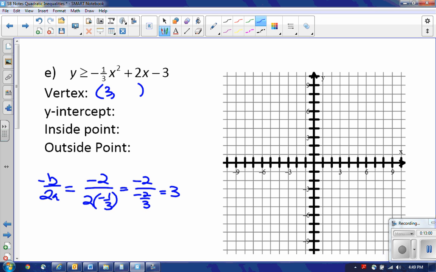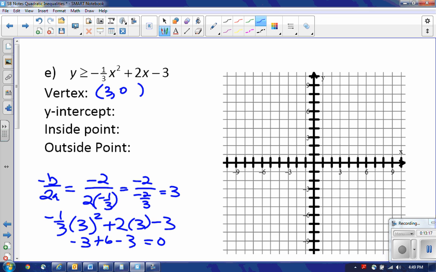To figure out the y value that goes with it, plug your 3 in. So we're doing -1/3 times 3 squared plus 2 times 3 minus 3. This is going to be -3 plus 6 minus 3, which is 0. So my vertex is at the point (3, 0). Y-intercept is going to be where x is 0. So when I put in zero for x, all that's going to be left is my constant. So my y-intercept is the point (0, -3).